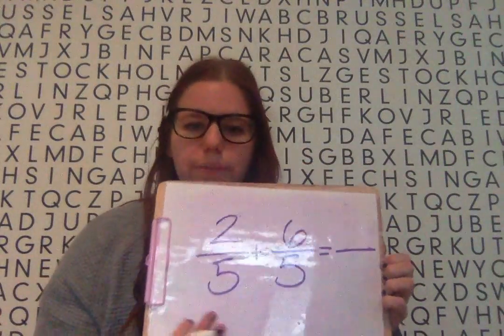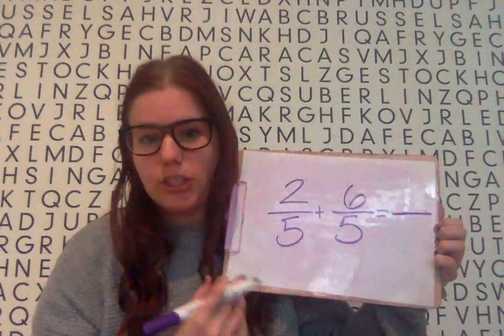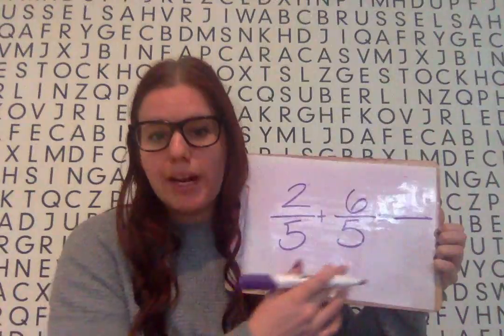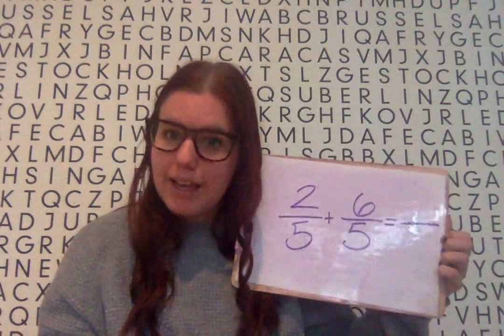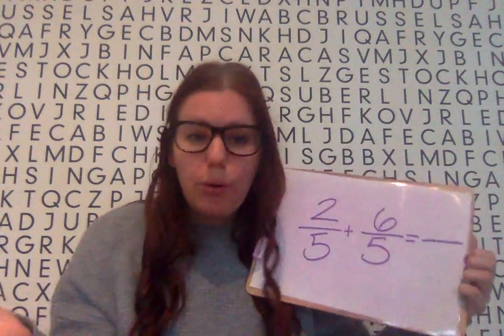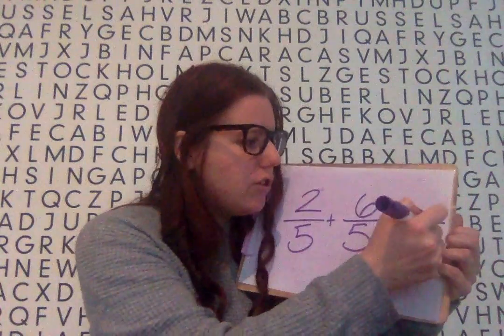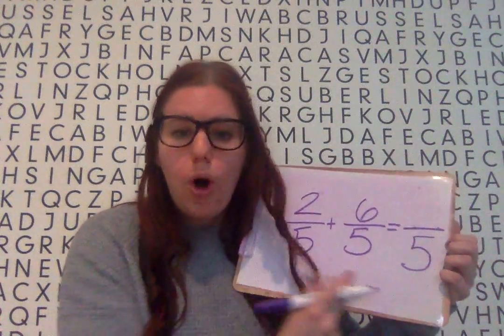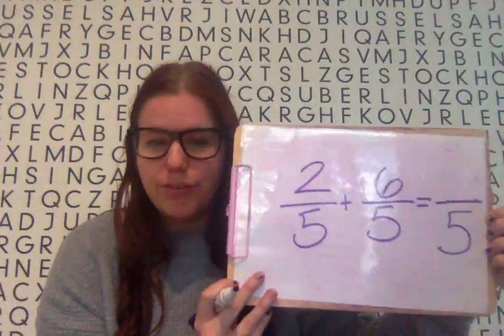All right. The next one we're going to do is 2/5 plus 6/5. This time we're working with one improper fraction. So the first thing we need to check, are our denominators the same? Yes, they are. So we can make it really easy for ourselves. We can just put it over here because we're always going to be working with parts of 5.